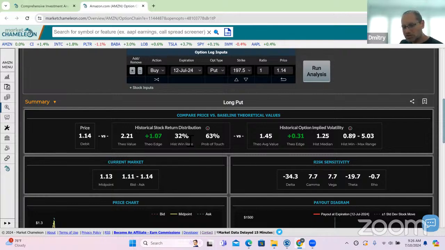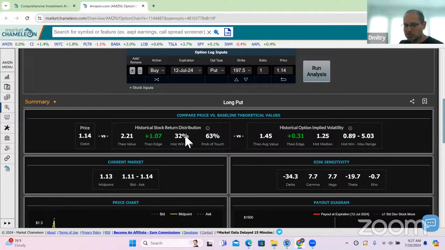Historical win rate 32%. Probability of touch, that's looking at the history and saying, well, in the 2-day period, the stock could move up, it could move down, and then at the end of 2 days, it could end up somewhere in between. So historically, how often did it move enough, if it was expiration, to cover the cost of that premium and break even? And that happens 63% of the time.